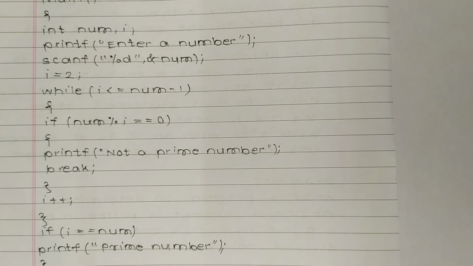Now after the if, we are writing i++, that is incrementing i. Now if i is equal to num, printf prime number. So this was the program in which break was used. So it is breaking the flow.